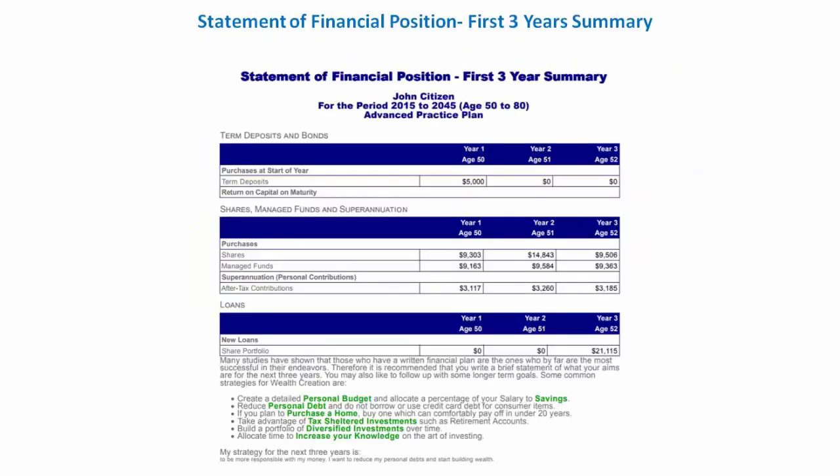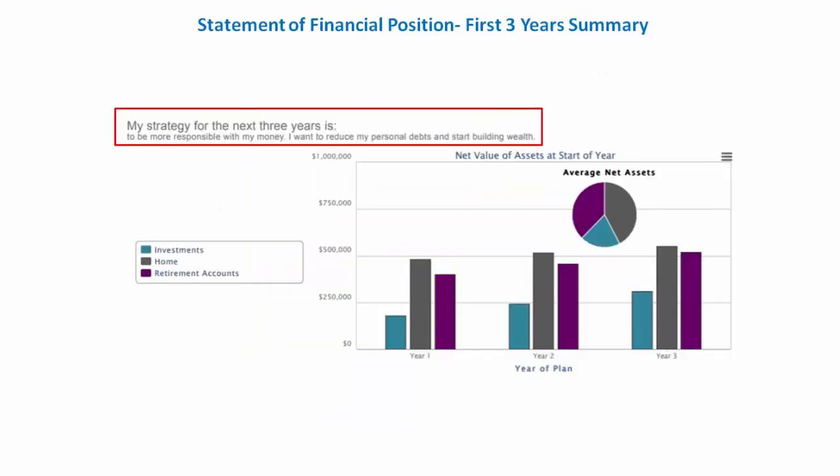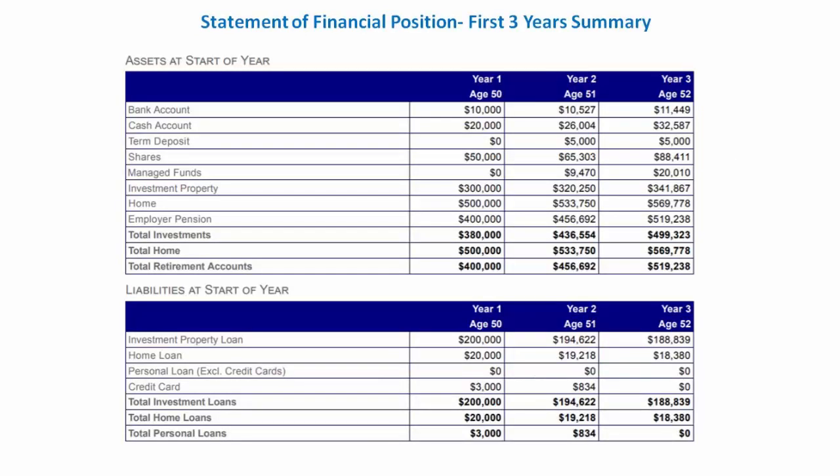The first table lists the purchases which have been made in the first 3 years, together with any new loans which have been made in that time period. Expanding the first page, you will see the investment strategy written previously to be included in the report. The report gives a graphic presentation of the net value of investments, home and retirement accounts, together with a pie graph showing the average asset allocation for the first 3 years. For each of the years, the value of the assets and liabilities are displayed.